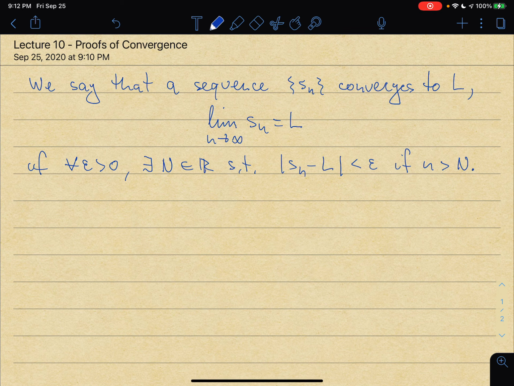And you might recall that this was a mathematical way of expressing the fact that you can make Sn arbitrarily close to L by taking n sufficiently large. And so today I'm going to try to use that definition to prove various facts about various sequences. And first, actually, let me prove the following theorem.